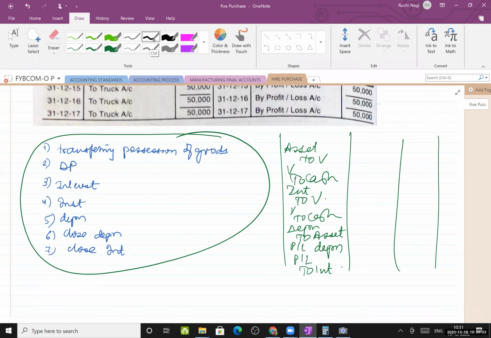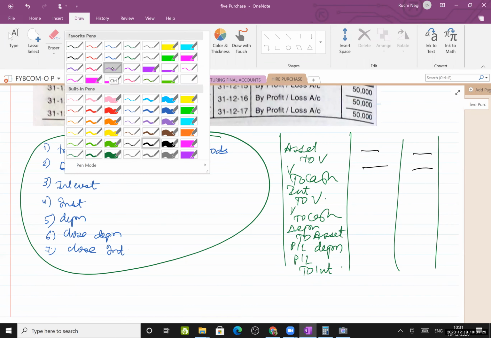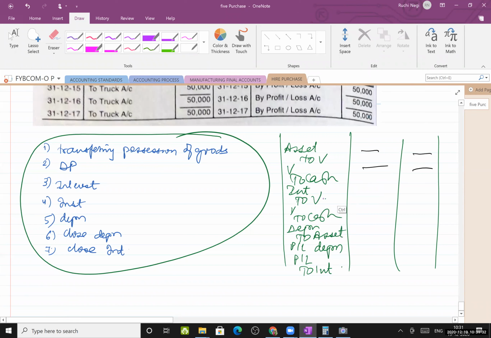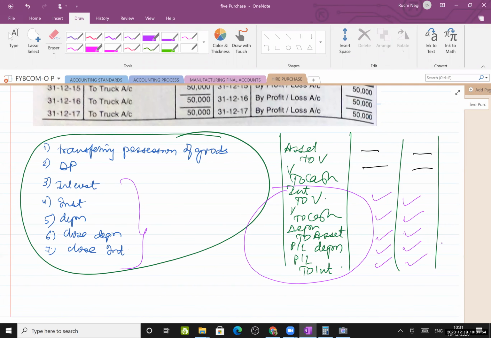इसमें से फर्स्ट और सेकंड तो नहीं रिपीट होगी, लेकिन ये जो है जर्नल एंट्री नंबर 3, 4, 5, 6, 7, ओके, यहाँ से लेके यहाँ तक, इंटरेस्ट से लेके यहाँ तक ये रिपीट होगी. 3, 4, 5, 6, 7. These entries will keep repeating. Am I clear to everyone about this? समझ में आ रहा है?